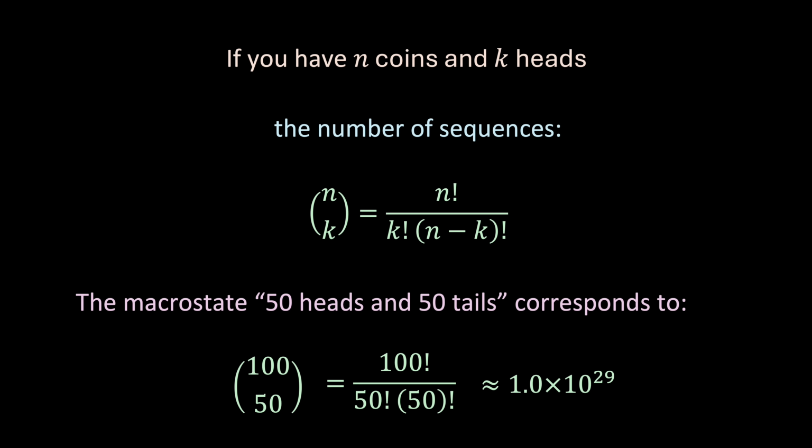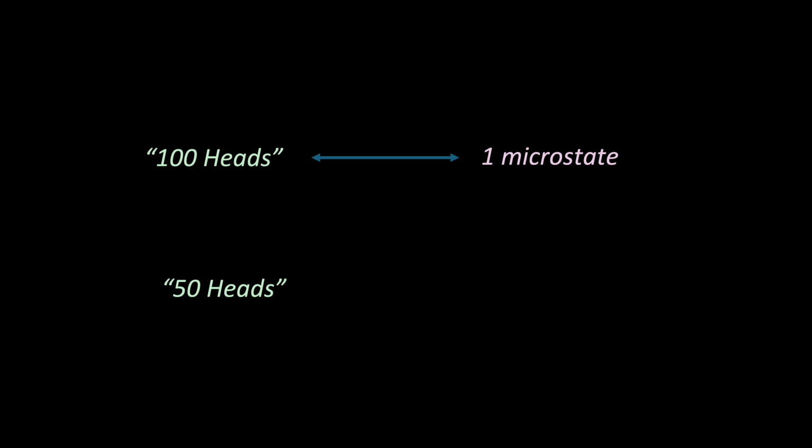So already we can see something striking. We see that some macrostates, like 100 heads, are incredibly special. There are almost no microscopic ways to realise them, whereas other macrostates like 50 heads and 50 tails are overwhelmingly typical, with unimaginably many microstates corresponding to the macrostate.